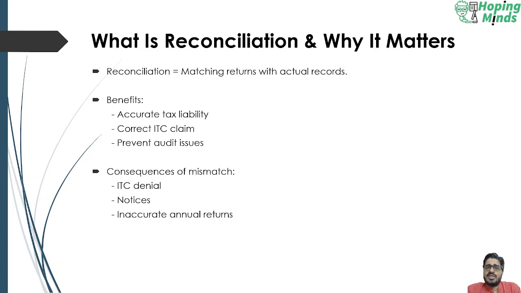So if the reconciliation is not done properly and that too on time, then it may lead to rejection of input tax credit by the department and imposition of demands and penalties. It may also lead to issuance of notices by the GST department, and also it will lead to filing of inaccurate GSTR 9, that is the annual return for the taxpayer. So GSTN matches our filed data with our vendors and customers. So internal accuracy is the first step.